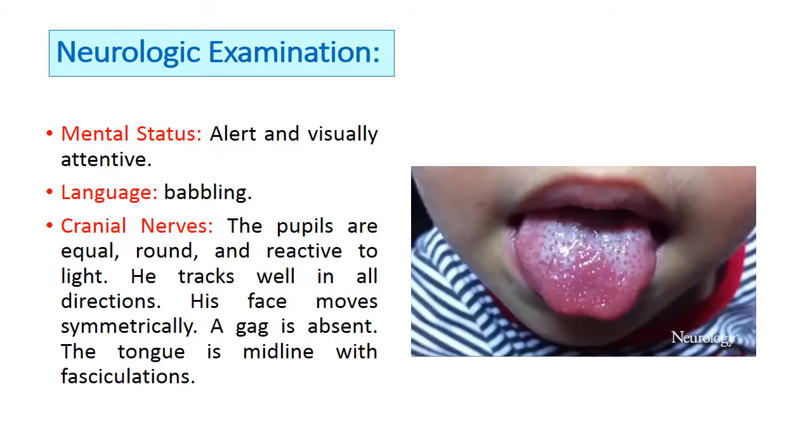Neurological examination, mental status, he is alert and visually attentive. Language, babbling. Cranial nerve examination, we can see that he has a tongue fasciculation, and the other abnormality is that the gag reflex is absent.